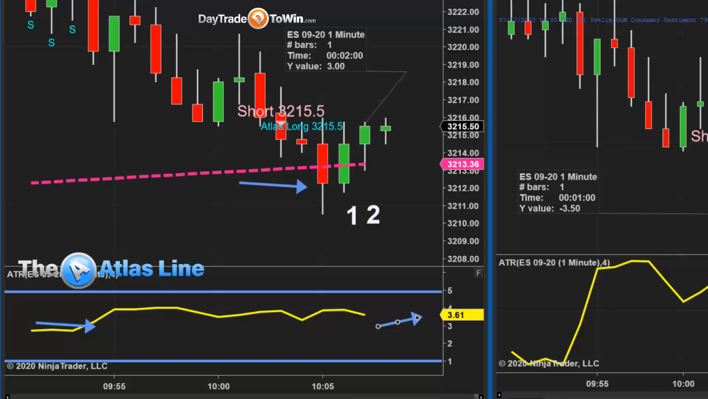Don't overcomplicate it. If you have your own filters that are saying no, don't buy the market, it's risky, then great. We filter them out. I'm just using the Atlas line to produce the signals to tell me to go long.